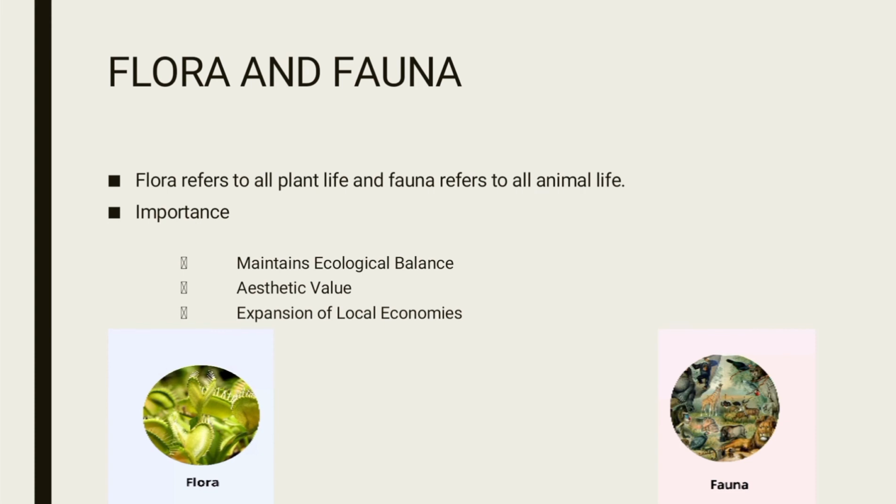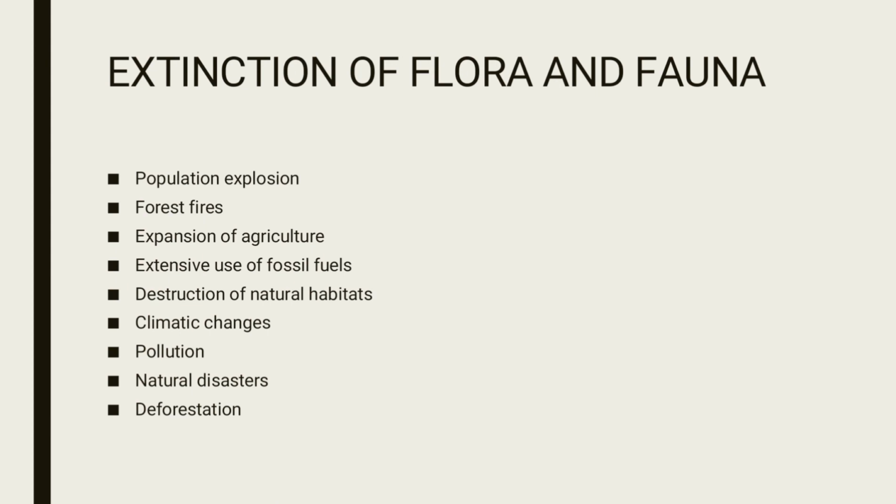Different places are there. Many factors are responsible for the depletion of flora and fauna. They are population explosion, forest fires, expansion of agriculture, extensive use of fossil fuels, destruction of natural habitats, climatic changes, pollution, natural disasters, deforestation. These all are the causes of extinction of flora and fauna.